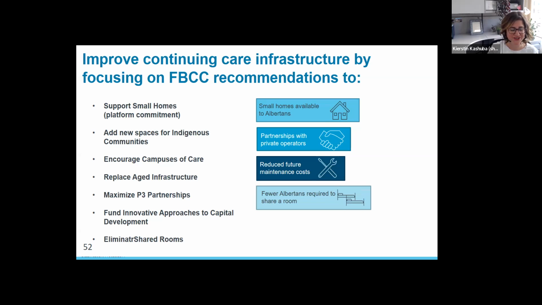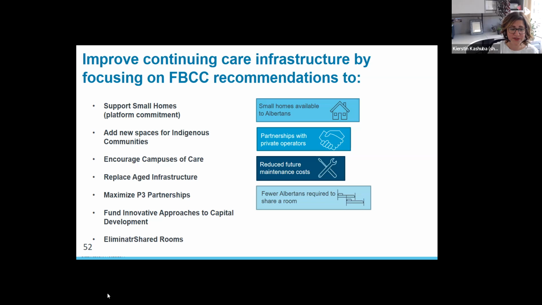Budget 2022 includes $204 million in capital funding over 3 years for continuing care. So this capital approach is reflective of and supportive of recommendations from the facility-based continuing care review. As I mentioned earlier, grant funding has been made available to Indigenous communities and organizations to build culturally appropriate continuing care spaces, both on and off reserve and settlement. We're expecting the announcement of those successful participants soon.